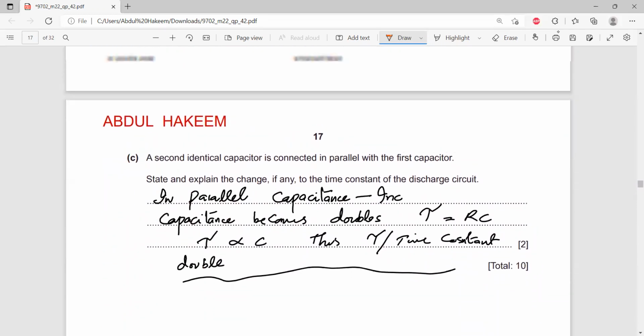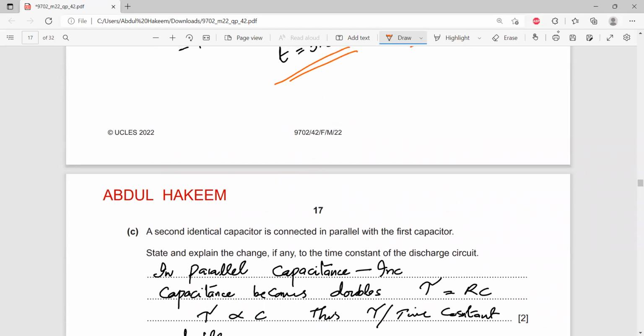Now the next part is C. A second identical capacitor is connected in parallel with the first capacitor. State and explain the change, if any, to the time constant of the discharge. Look, when capacitors are connected in parallel, their capacitance increases. When an identical capacitor is connected in parallel to the first, the capacitance becomes double. And the time constant, meaning the full discharge time, is RC. R remains the same, so T is directly proportional to C. So C becomes double, and the time of discharge becomes double.